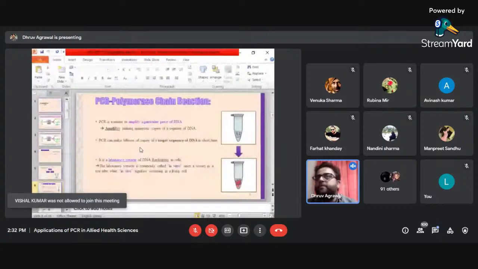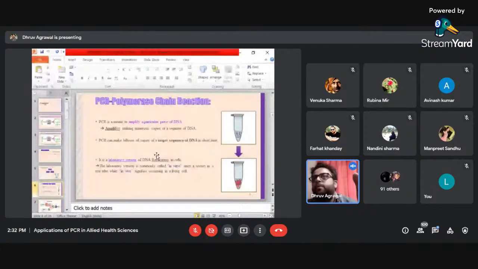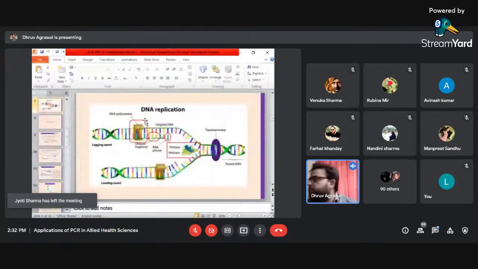The same thing, when we set it up artificially, is the polymerase chain reaction. Whatever techniques we have designed scientifically or in an artificial manner are all inspired by the natural processes themselves, right? So we will try to correlate over here. So this is the DNA replication process, and I will give you a brief summary of that.